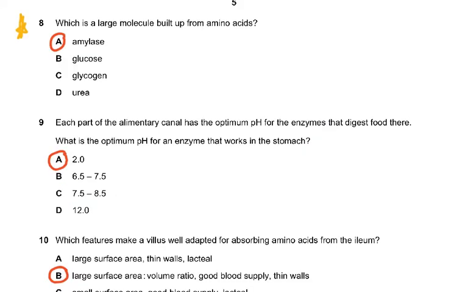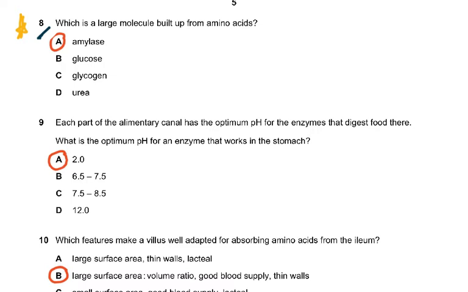Now question 8 has an exam report comment which I would like to read to you, which I disagree with. It says candidates found the question challenging. They had to recognize that amylase is a protein and therefore built up from amino acid units. And the most popular wrong answer was urea, which is produced as a result of the breakdown of amino acids. It cannot be said to be built up from them. Candidates must read the question carefully.